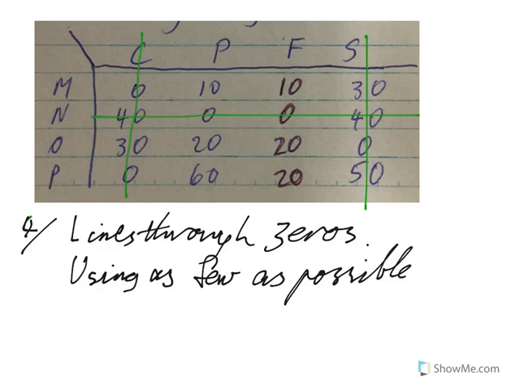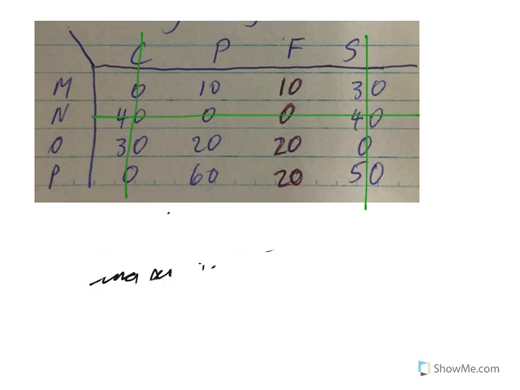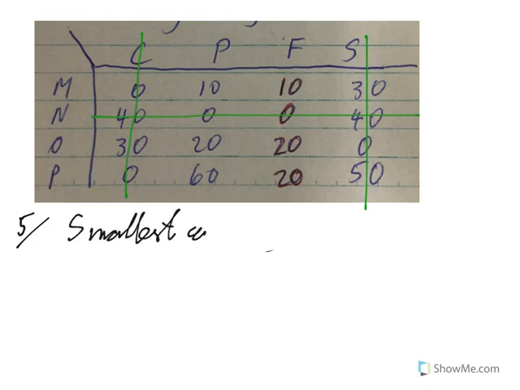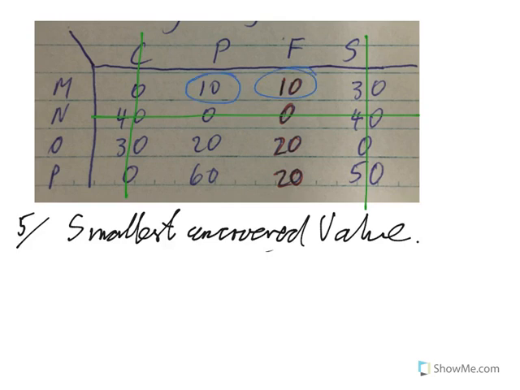Alright, so let's have a look at what's going on here now with this one. So we need to know step number 5 here. Alright, so step number 5 is smallest uncovered value. So smallest uncovered value, well, when we look at the smallest uncovered value, it occurs twice, is 10.